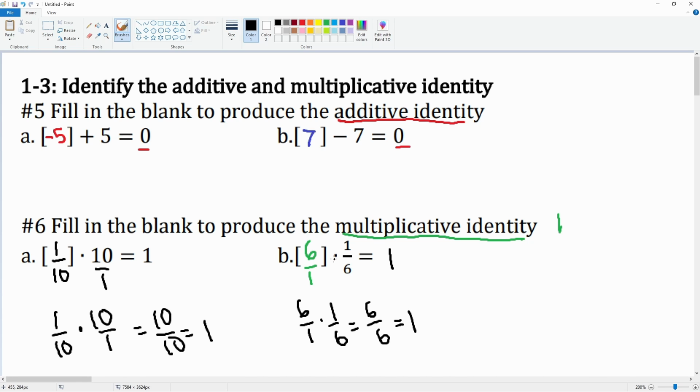So there you go. A and B are the additive inverses. So one is a positive, the other one's a negative. One's an addition, the other one's a subtraction. Number 6 is the multiplicative identity. We're trying to make the number 1. One of them is the multiplication, the other one is the division, or one of them is the number and the other one is the reciprocal of the number.